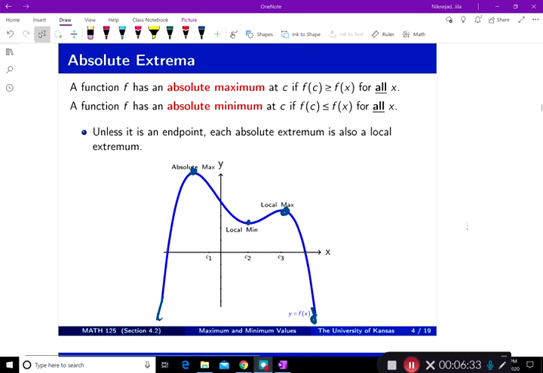Other things to notice: if the point, the absolute extremum, is not happening at the end point, then the absolute extremum is going to be a local extremum as well, but not the other way around.